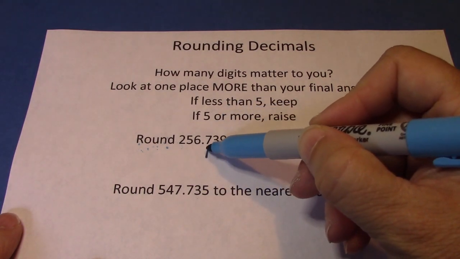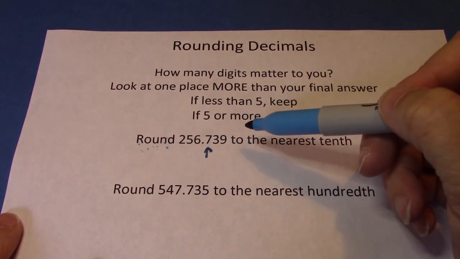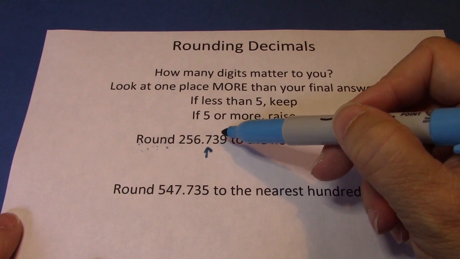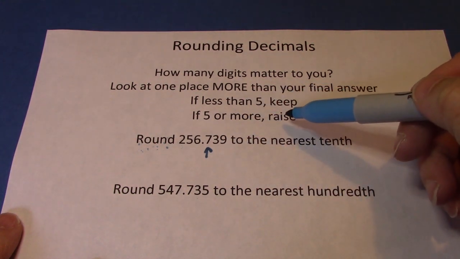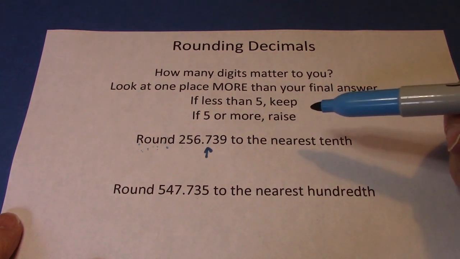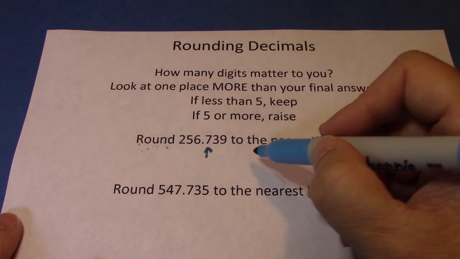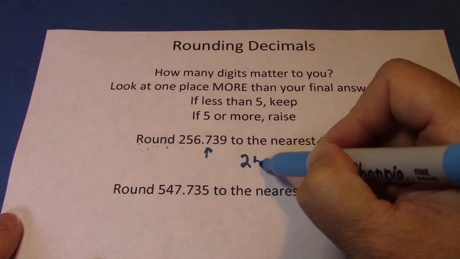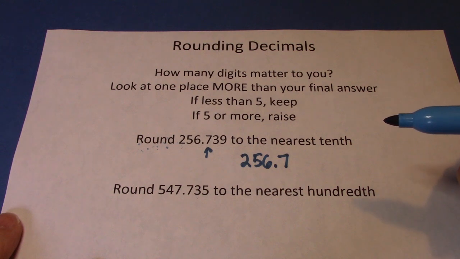Well, tenths are here. So we're going to look at the next significant digit over. That's a 3. The rule is if it's less than 5, keep this number. If it's 5 or more, raise that number. Well, it's less than 5, so we're going to keep it. The answer is 256 and 7/10.